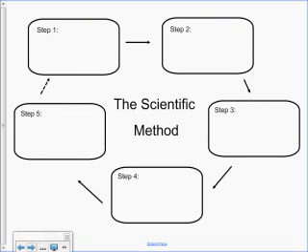For me, I have the scientific method broken up into 5 steps. Sometimes you'll see 6 or 7. It doesn't really matter the number of steps that you have. It's really the process that's important. And for the most part, it's the same process, no matter which version you use.